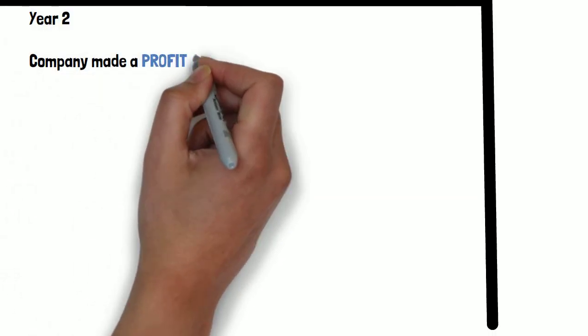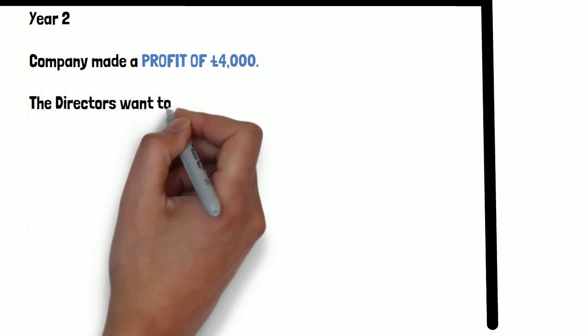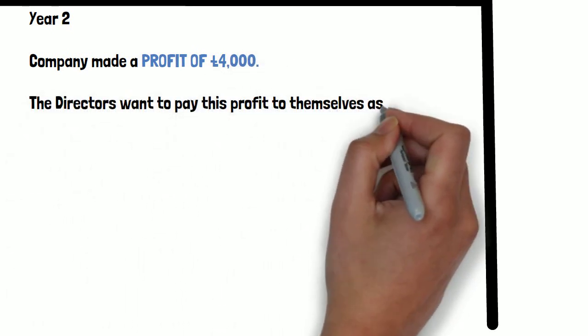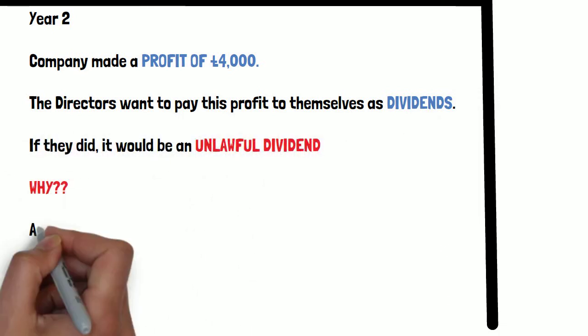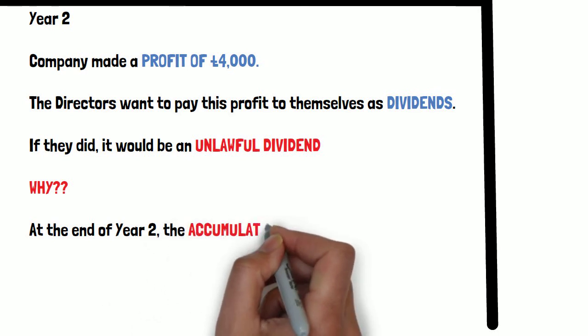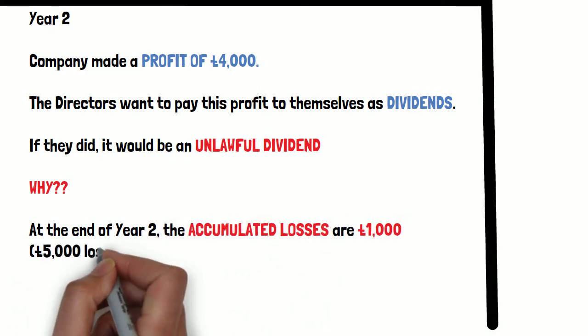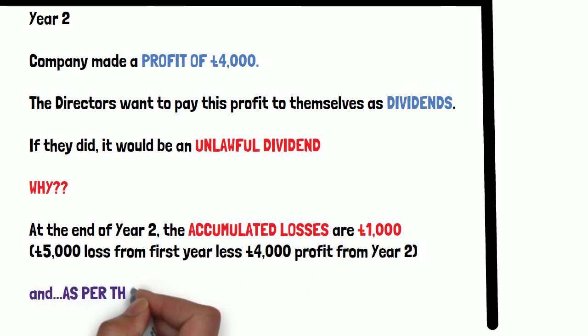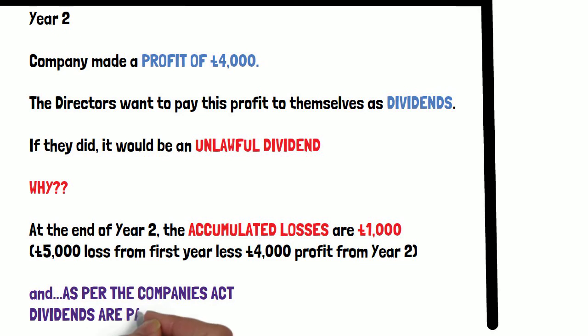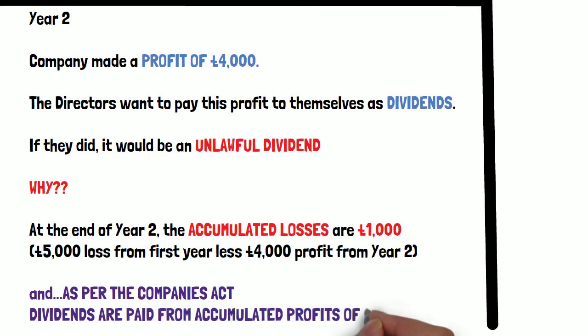In year 2, the company made a profit of £4,000. Directors are happy, there's excess profit for the year, they can finally give themselves a dividend. But if they did that, this dividend would be unlawful. Now, why is that? Well, at the end of year 2, the actual accumulated losses for the company are £1,000. So they haven't got any accumulated profit, they've still got accumulated losses of £1,000.